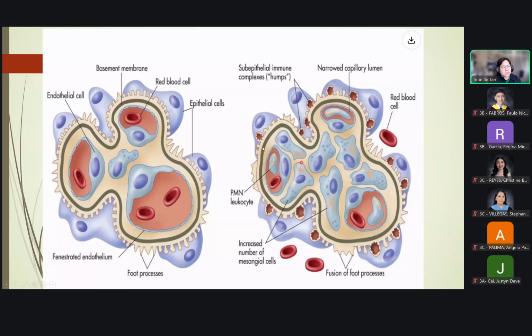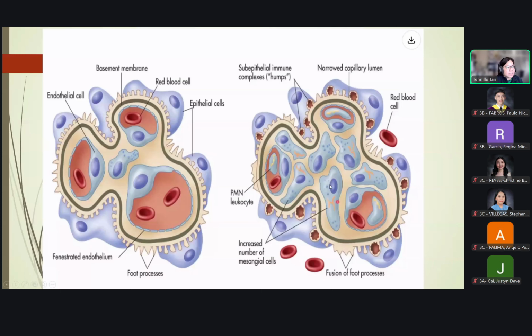On the right side, you'll see certain damage or problems that we see in glomerulonephritis. For example, outside, you can see your subepithelial immune complex deposits, which we often describe as humps. You can have a narrowed capillary lumen compared to the normal. And then that will cause some of the red blood cells to go outside of your glomerulus. At the same time, you can also have a thickened GBM. This is not actually seen in this illustration, but you will see some pictures later.